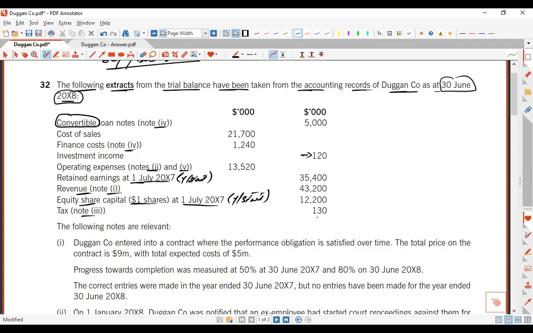And tax, note 3. By the way, if the word only tax is written, or income tax, or simply tax, or current tax is written in the trial balance, and with the name of tax or current tax or income tax the balance is given on the credit side, then it's actually the over provision from the previous year. Under IAS 12, we learn that a current tax balance on the credit side is the over provision of last year.